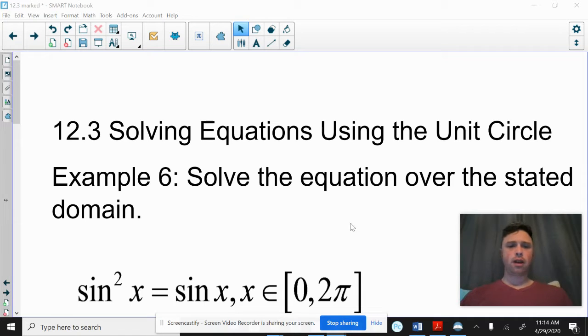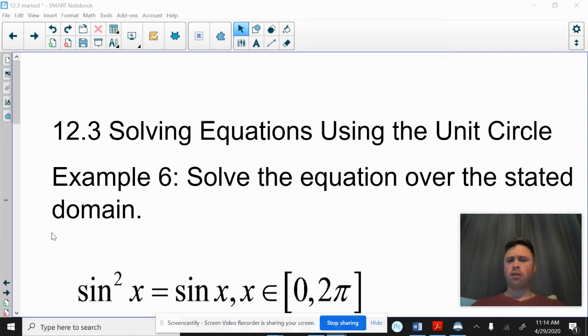So in this example, we have another equation with a couple of trig functions in it. This time it's two sine functions that are kind of mixed together in the same equation. We have sine squared of x is equal to the sine of x. And again, the domain is going to go from 0 to 2 pi.